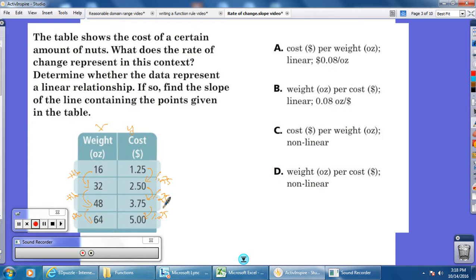So now, this is constant, so yes, it's linear. What is the rate of change here? Now remember I told you, it's y over x. The change, remember that triangle? Change in y over the change in x. This means change. So the change is $1.25 over 16. So that is your rate of change. Okay, that is also your slope. We talked about this.